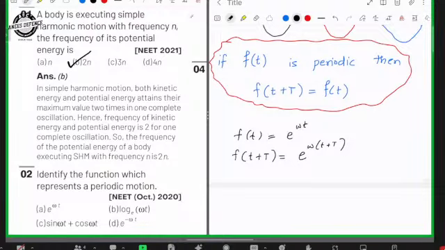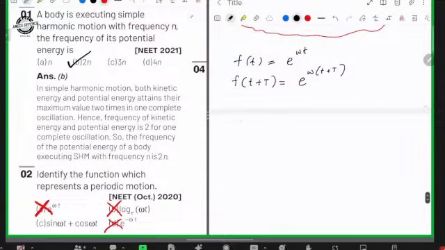So they are not equal. Therefore, this function is non-periodic. Cancel it out. Clearly, it is also not equal. Clearly, it is also not equal. Now, I will try option number C.